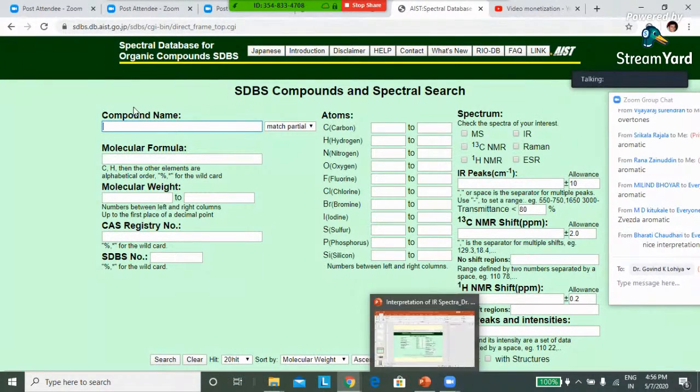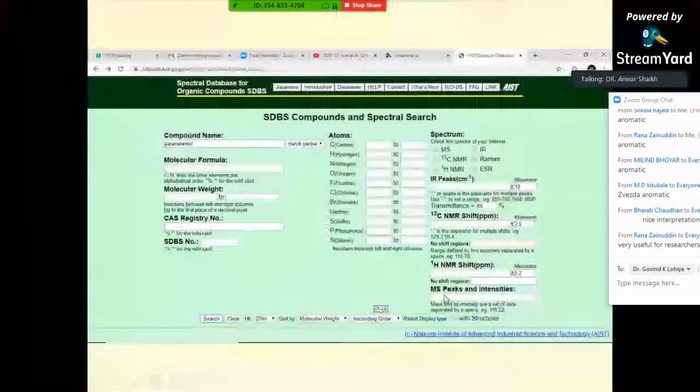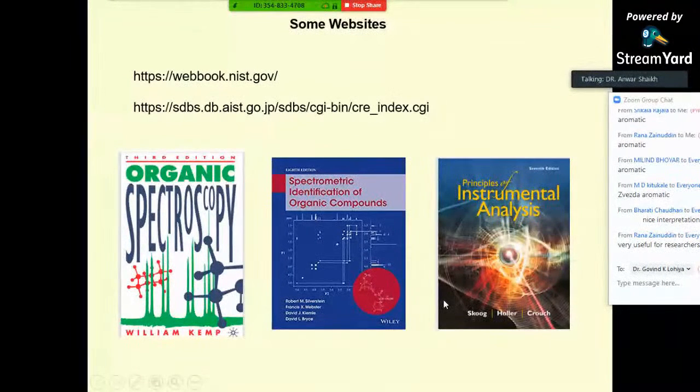You can use this website and practice more molecules of the IR study. With this I used these books: William Kemp, Silverstein and Skoog. These are very nice books. We should refer to these books. Make a habit of reading these books because the books will give you a lot of knowledge which you will not get from online materials and ready-made video lectures. So simultaneously, you have to read the books. I collected all the information from these books.